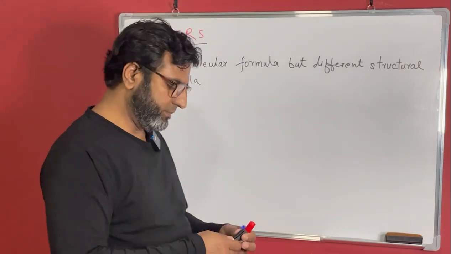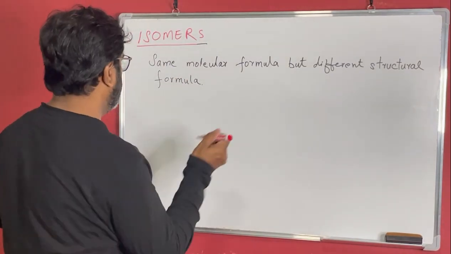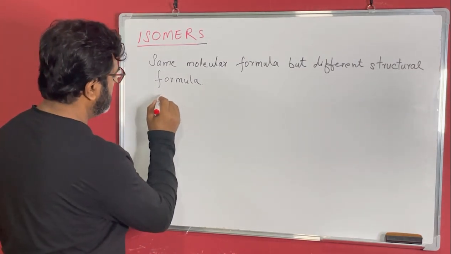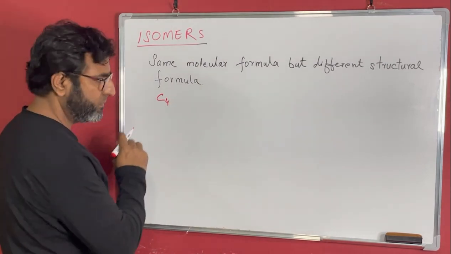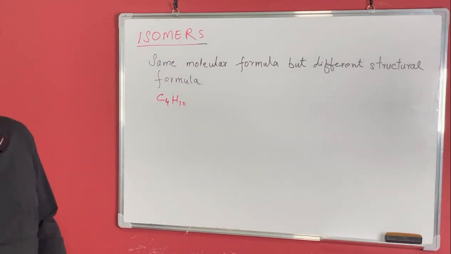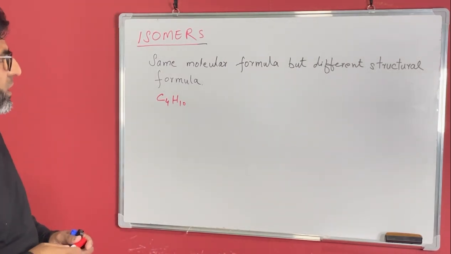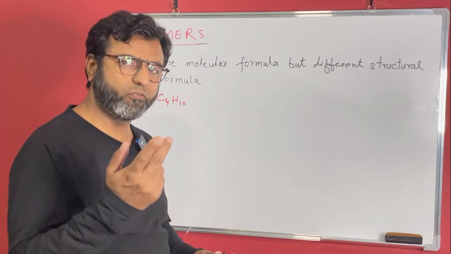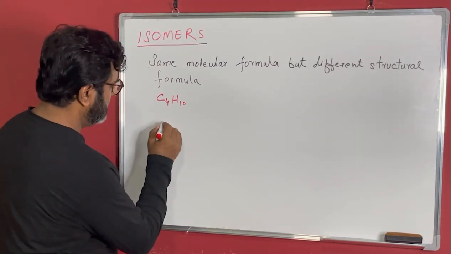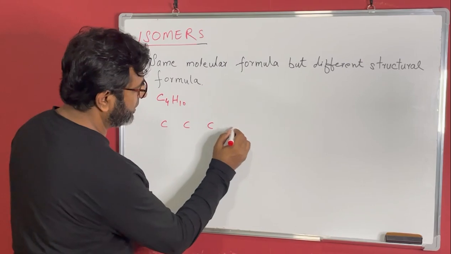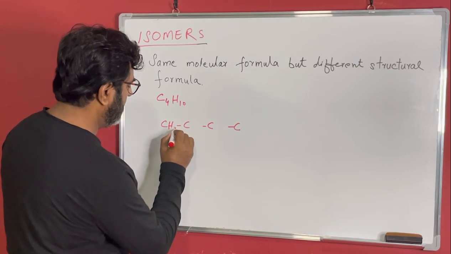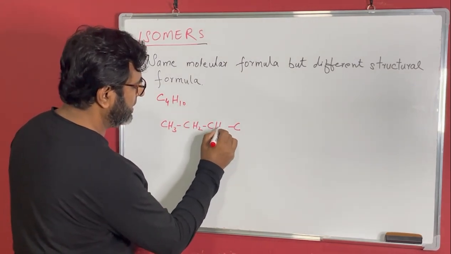Just to give an example, from the alkane family, we will pick up C4H10. This is the molecular formula. Now this formula can be represented in two different structure formulas. Let's see how we do it. Number one, C in a straight chain: CH3, CH2, CH2.